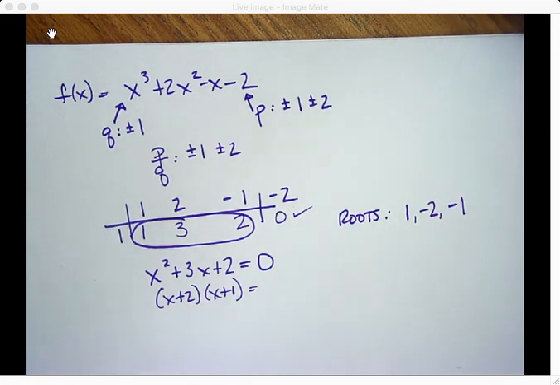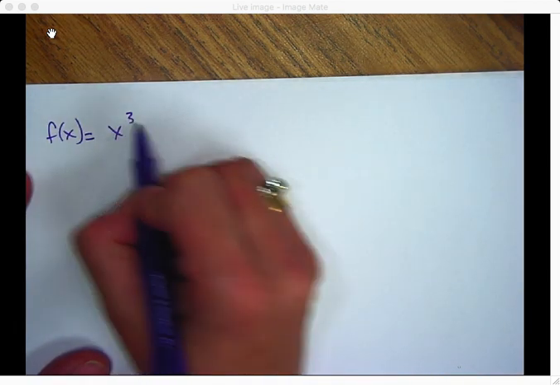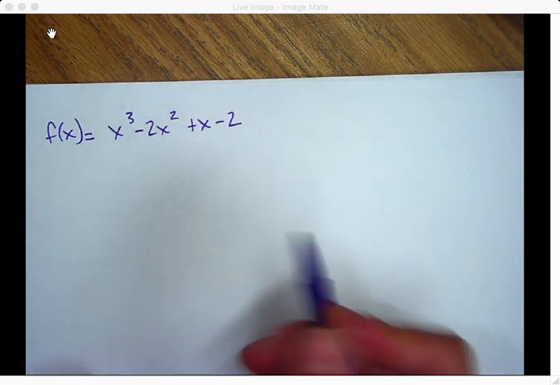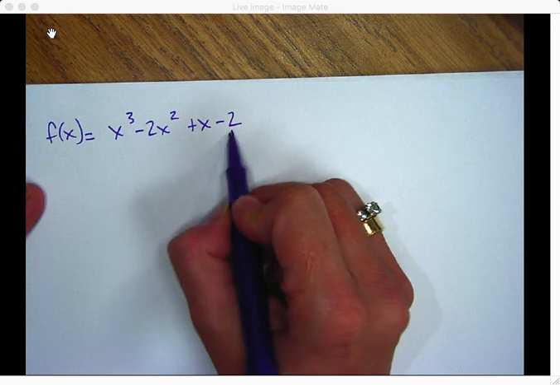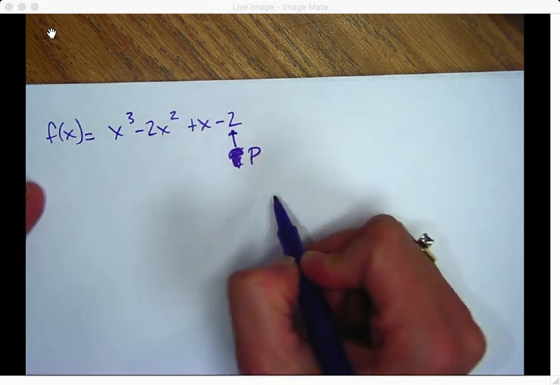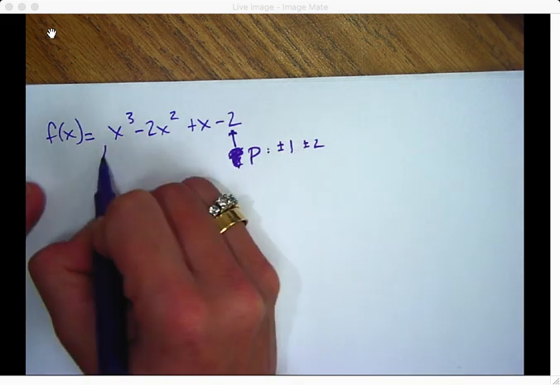I'm going to do another one just to show you that sometimes you don't necessarily get real roots, and that's an okay thing. So let's start with a different function: x cubed minus 2x squared plus x minus 2. All right, so my p's and q's are, that's a p. My p's are plus or minus 1 and plus or minus 2.